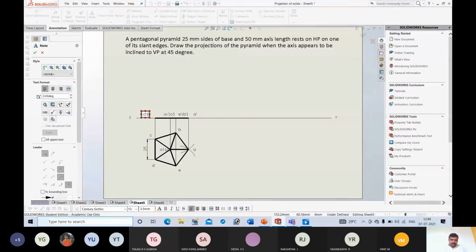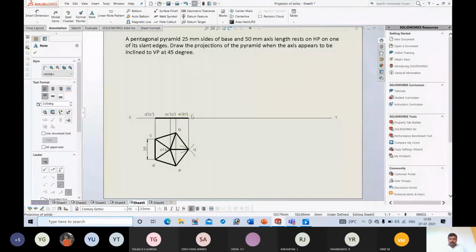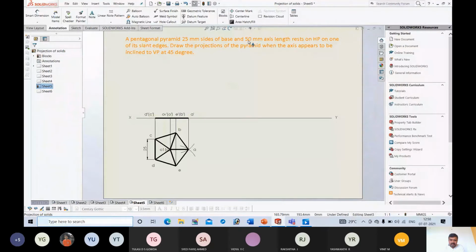After this, the next thing is also very important. You know the height of the pyramid. In this case, the height of the pyramid is 50 mm. A pentagonal pyramid, 25 mm sides of base, so the length of the sides of the base, that is this pentagon, is 25. Next, 50 mm axis length. This axis length defines the height of the pyramid. The axis rests on HP on one of its slant edges.